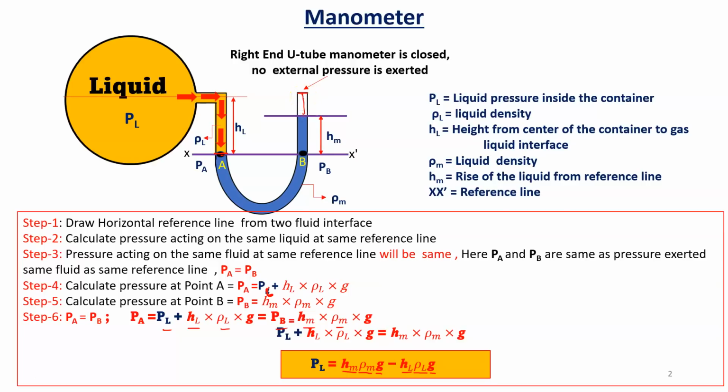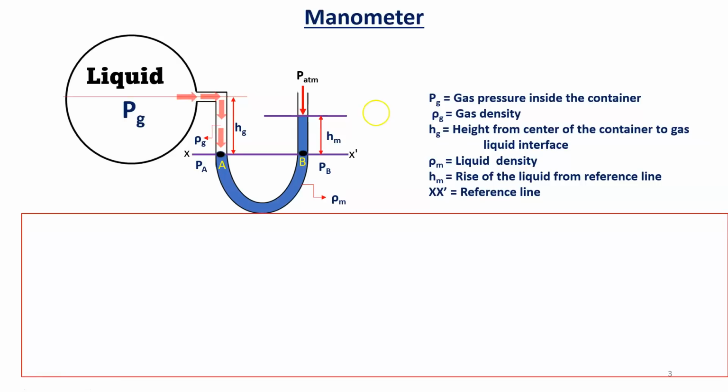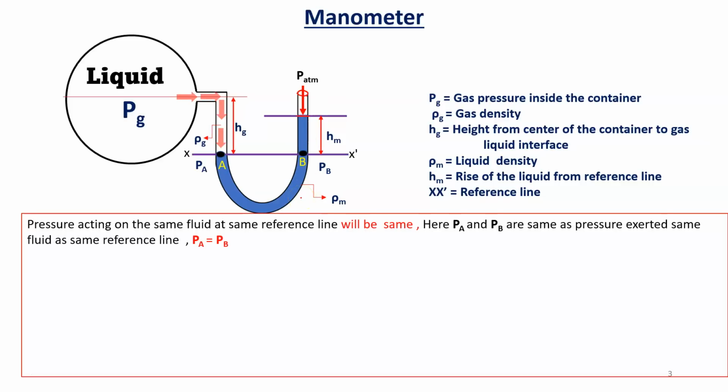Now next, if that right hand limb of the U-tube manometer is open, so what will happen? Atmospheric pressure P atm will act on the liquid. So now here, if it is open to the atmosphere, we have to consider that atmospheric pressure. Similarly, whatever we did earlier, we can do the same way. So now at the horizontal reference line, PA is equal to PB.